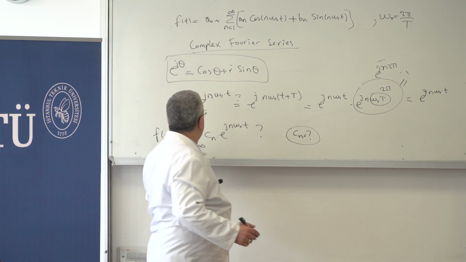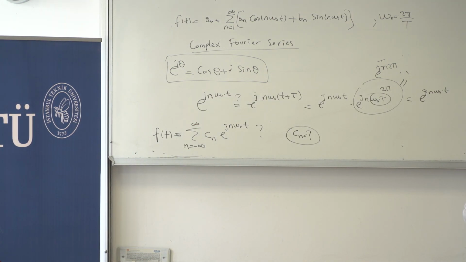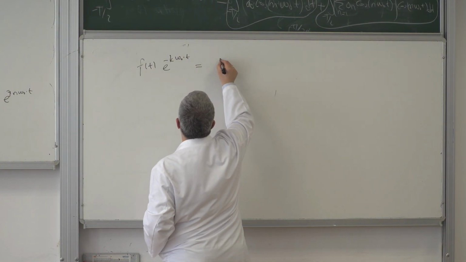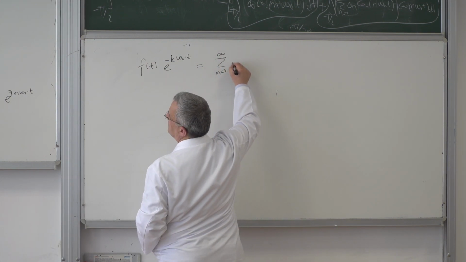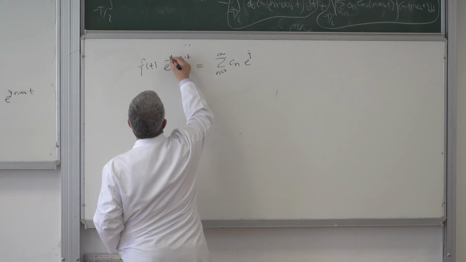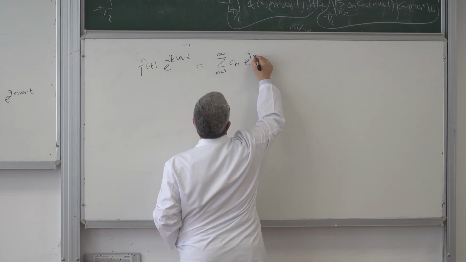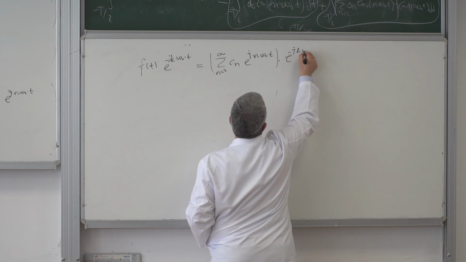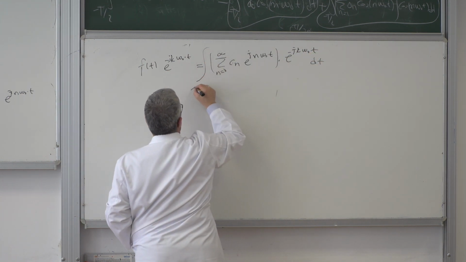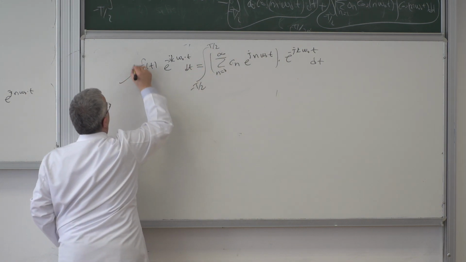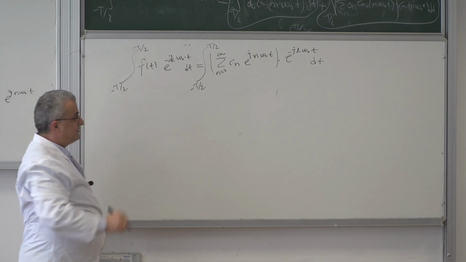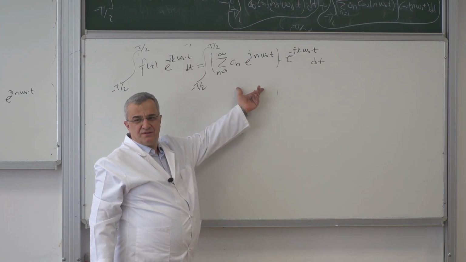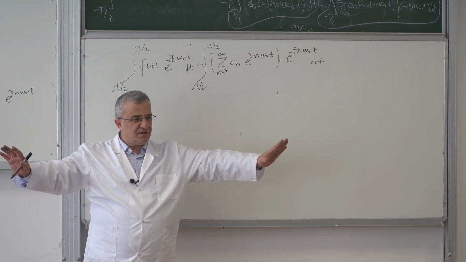So we multiply both sides with e to the minus j k omega 0 t, and the other side also, the sum of Cn e to the j n omega 0 t times e to the minus j k omega 0 t. And I integrate it over a period. So simple. It's clear, right? I multiply both sides with the same thing, and I integrate.